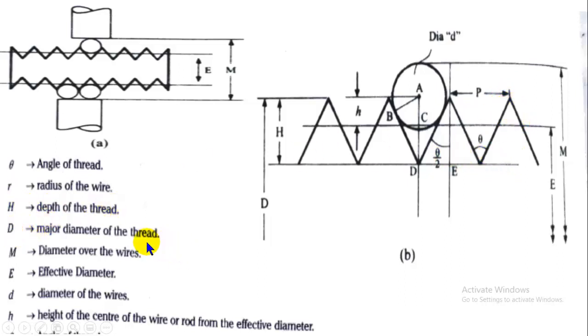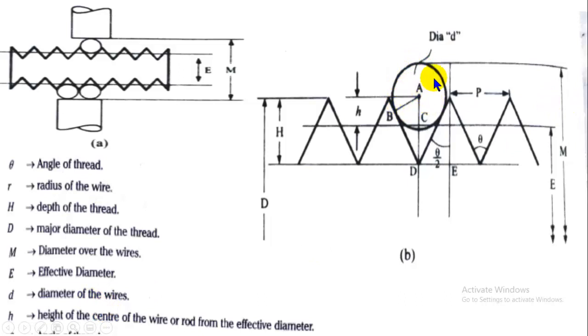And D is the major diameter. So major diameter is the distance from the crest to the bottom crest. And M is the diameter over the wires. So the diameter over the wires is from the top of the wire to the bottom one, between the tops of these two wires. And that is the diameter over the wires, and E is the effective diameter, that means the pitch diameter, and d is the diameter of the wires.